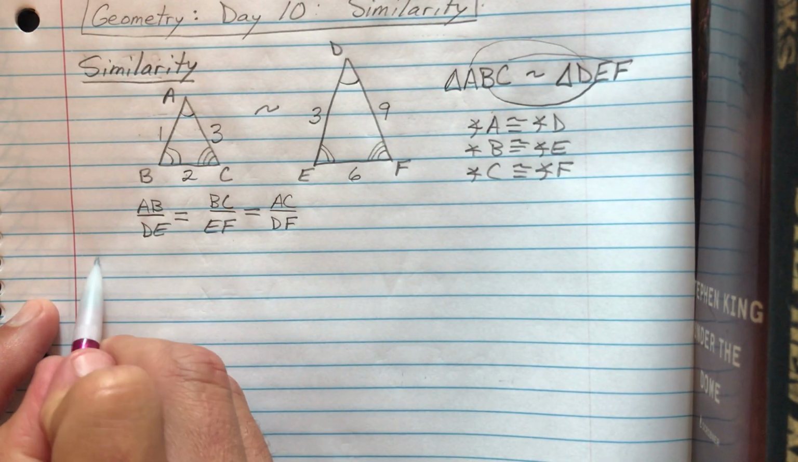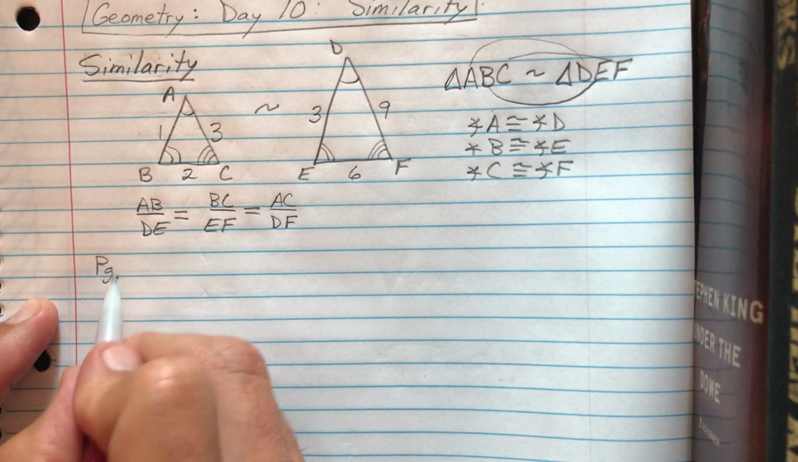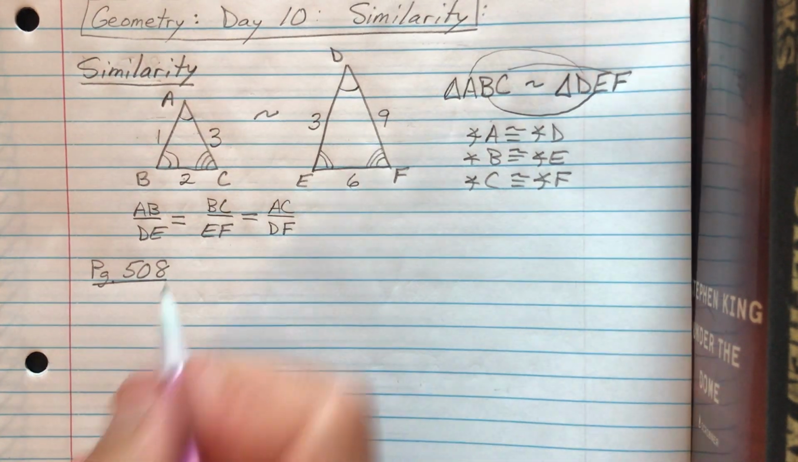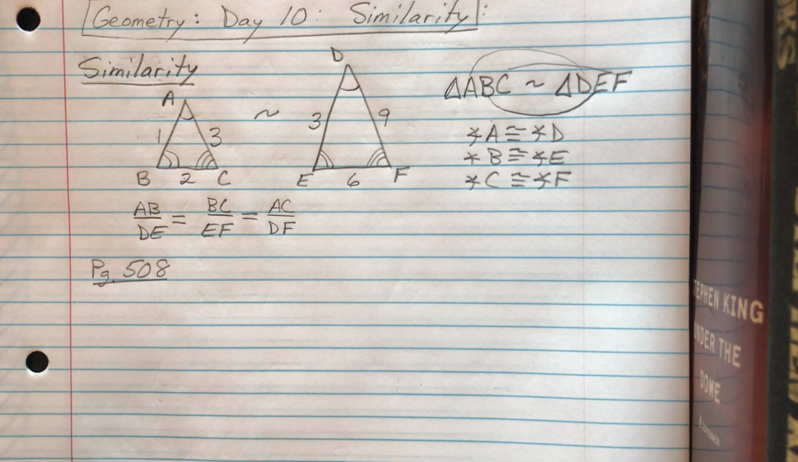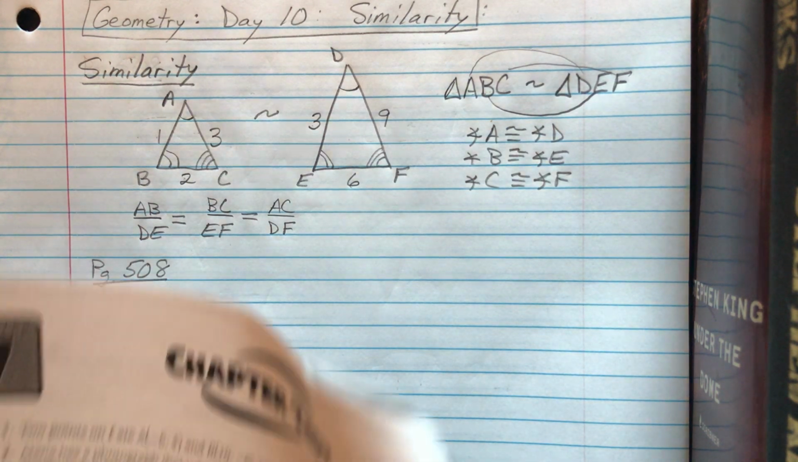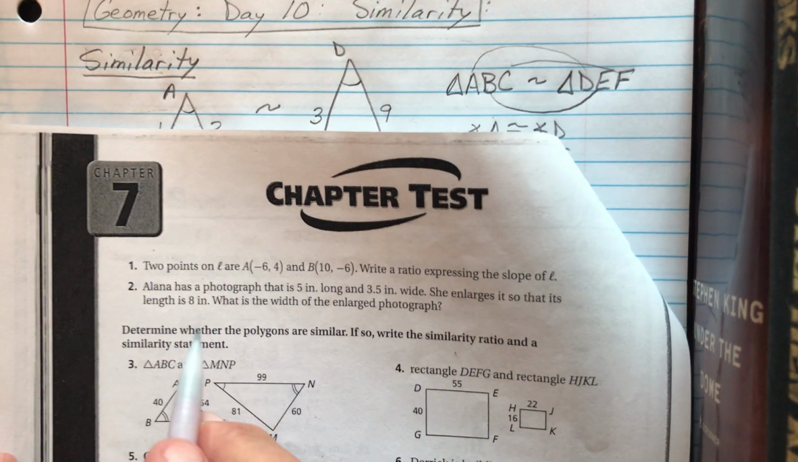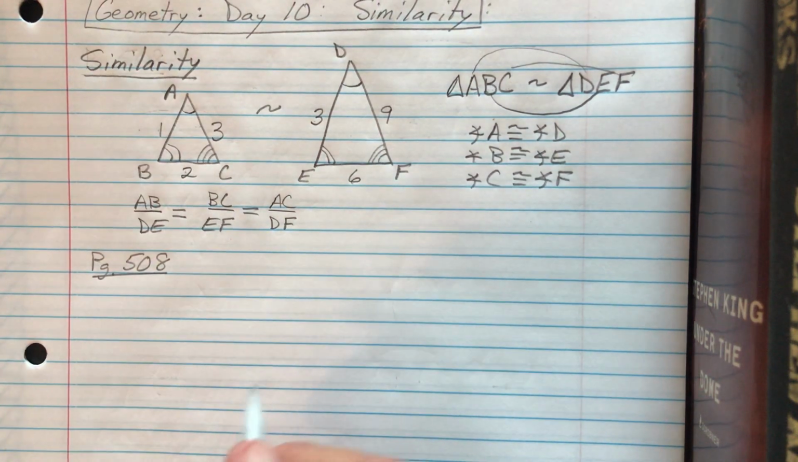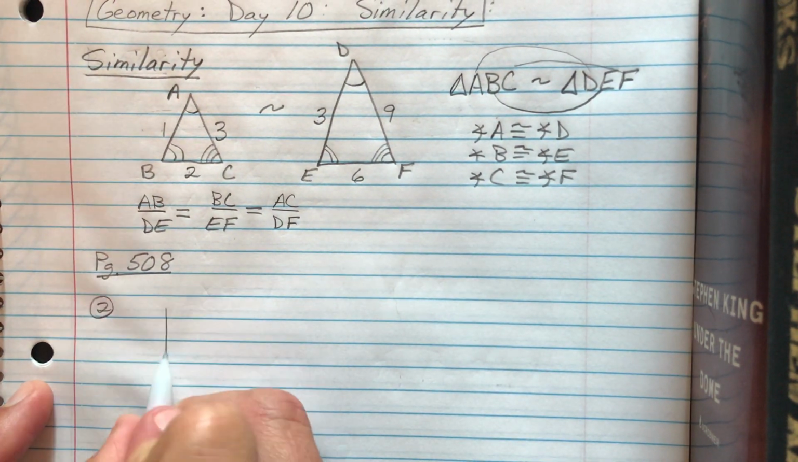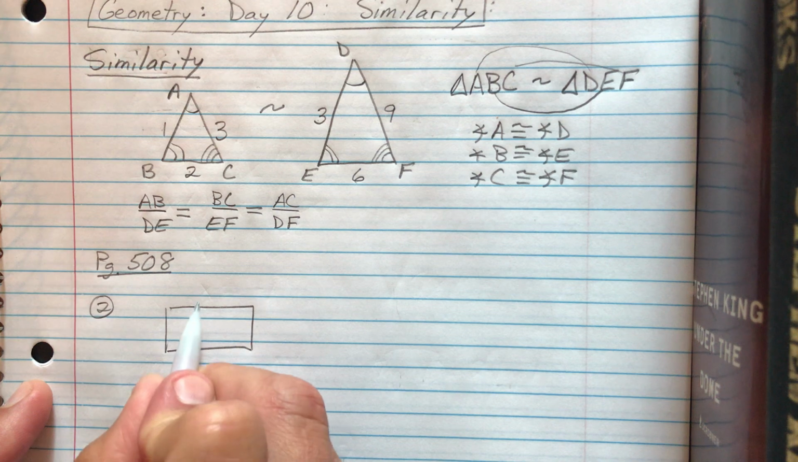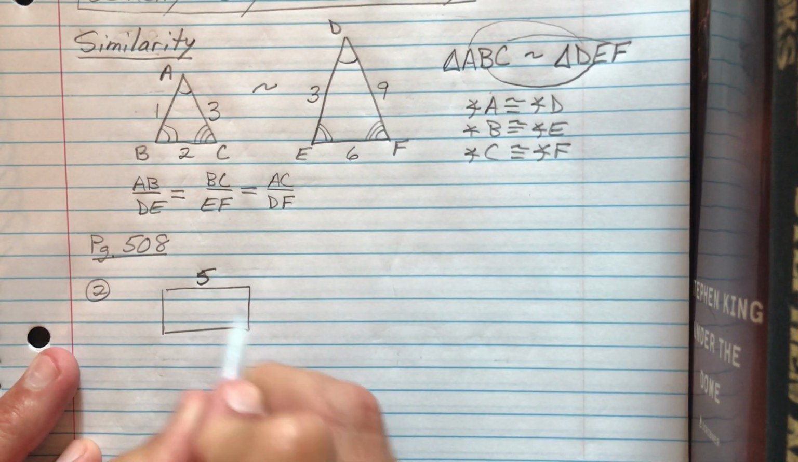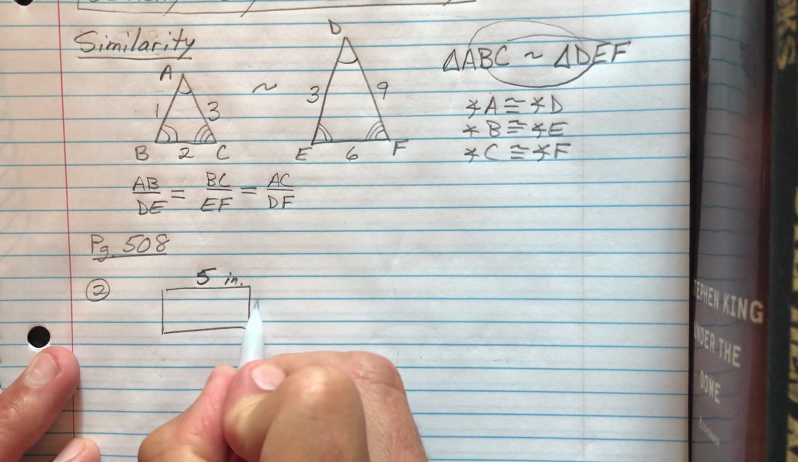So let's try some examples from page 508 to see how this all works. For the first couple questions, determine, actually, let's do number 2 first. Here's a word problem. It says Alana has a photograph that is 5 inches long and 3.5 inches wide. So let's draw that. 5 inches long and 3.5 inches wide.